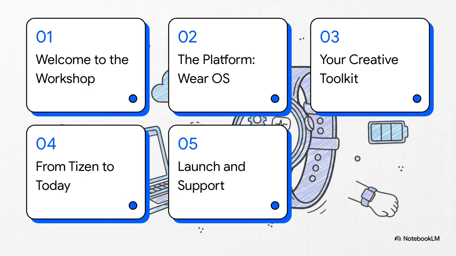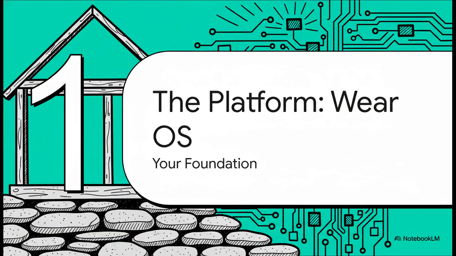So here's the roadmap for our little journey. We're going to start with the absolute basics, the platform itself. That's Wear OS. Then we'll open up your creative toolkit and see what you can build with. After that, we'll touch on the move from the older Tizen system, which is really good context to have. And finally, we'll wrap up with how to launch your project and where to find all the help you'll ever need.